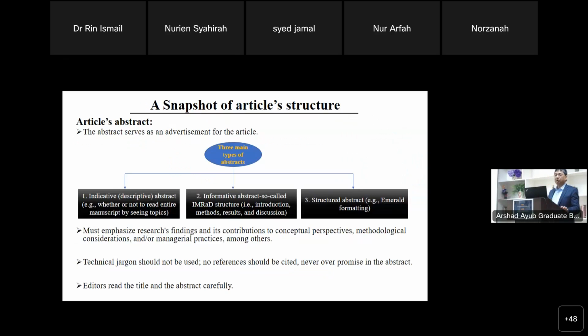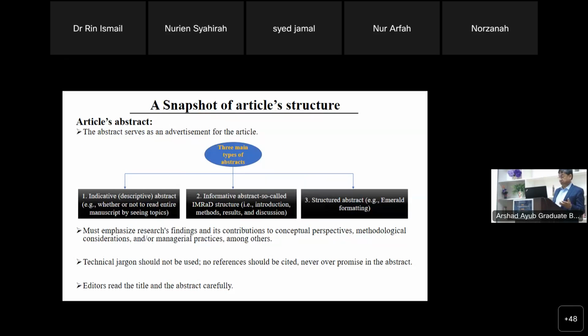Now, when you talk about article structure, the abstract is the second part after the title. So the abstract serves as an advertisement for the article. There are different types of abstract. One is called the indicative or descriptive abstract, helping readers decide whether or not to read the entire manuscript by seeing the topics. Most abstracts are like this. You basically summarize the entire article in 100 or 150 words.